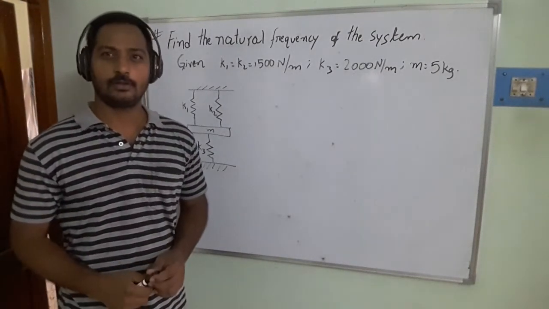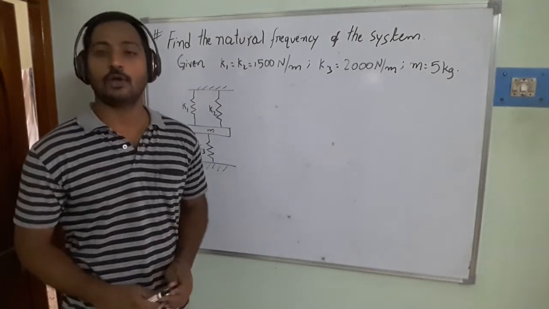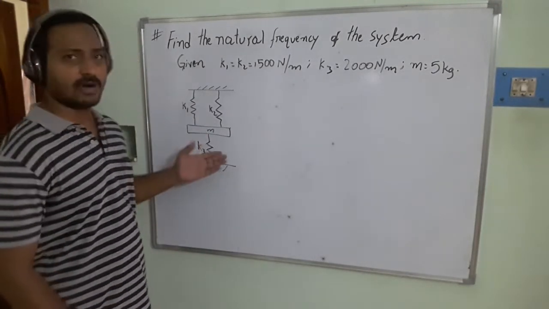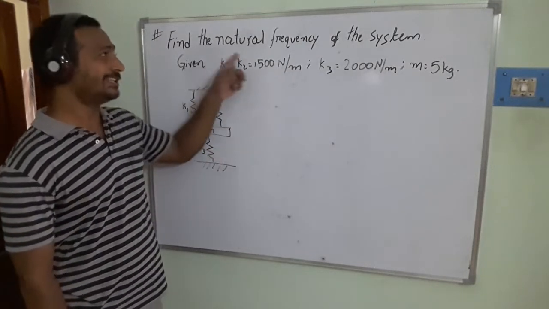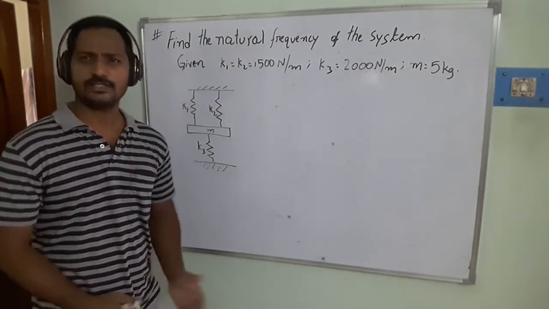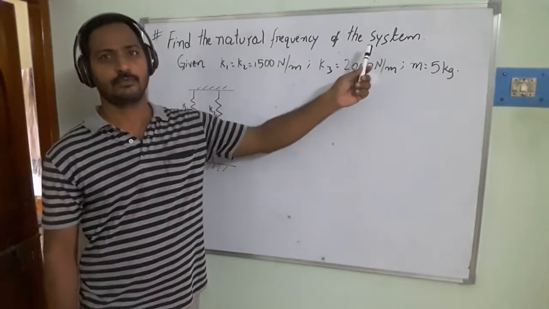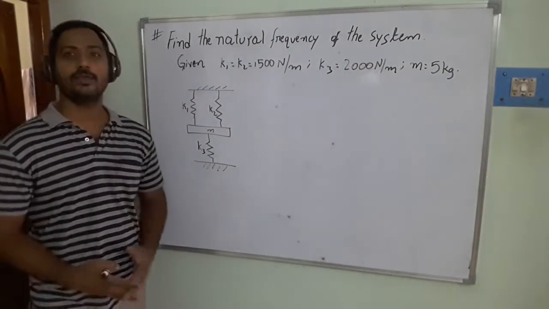Good morning all. In this video lecture, we are going to solve one numerical for the spring and mass system. We need to calculate the natural frequency of the system. Then what is the problem here? You can see the natural frequency of the system, right? And what is given in the figure here?